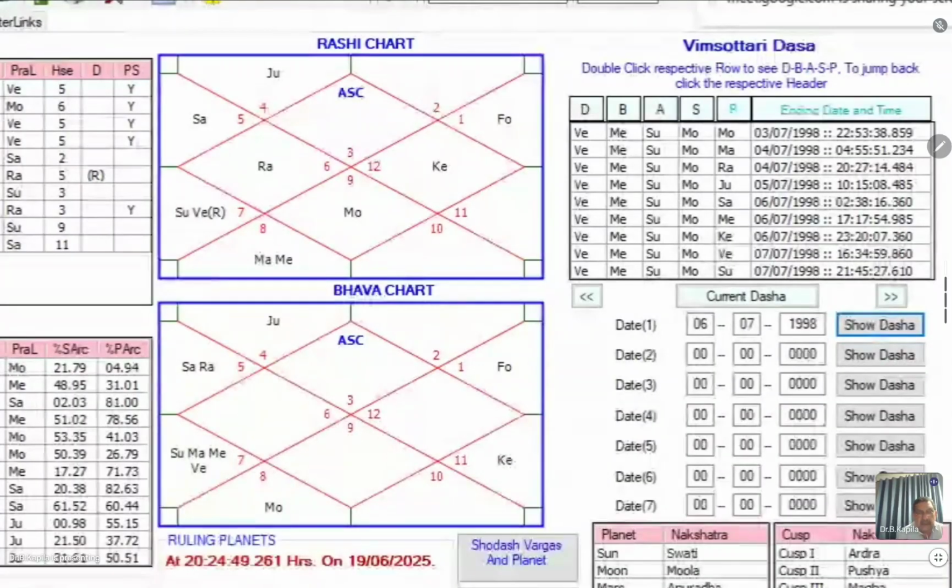So that is why a minimum of 5 to 6 events should be there if you want to get the actual rectified birth time.